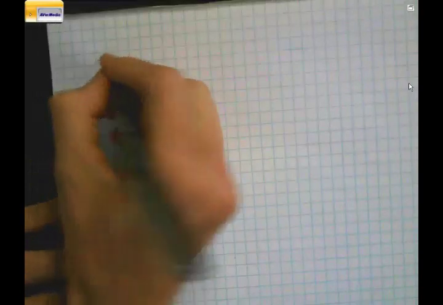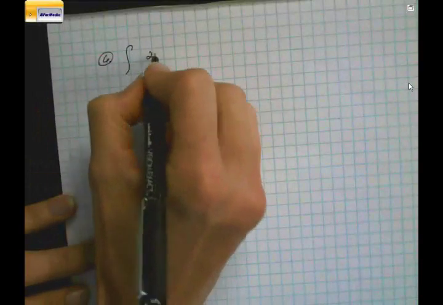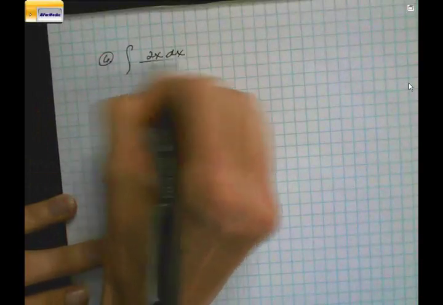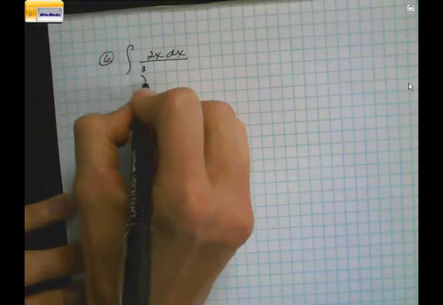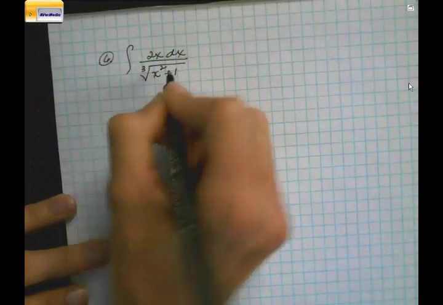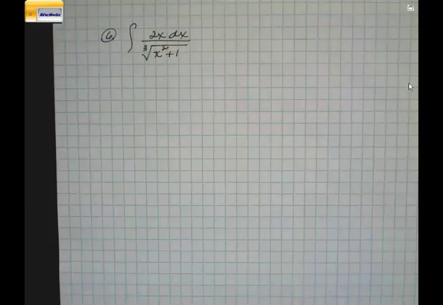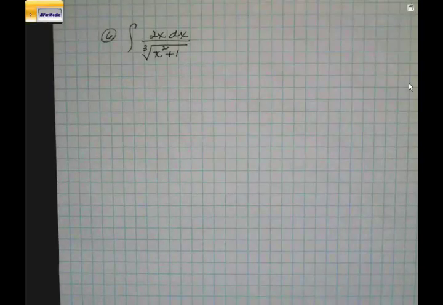Okay, and this next one is not a trig function, it's just a bunch of algebra. Looks terrible. Suppose you integrate 2x dx over the cube root of x squared plus 1. 2x dx over the cube root of x squared plus 1. What do you think you should let u equal?